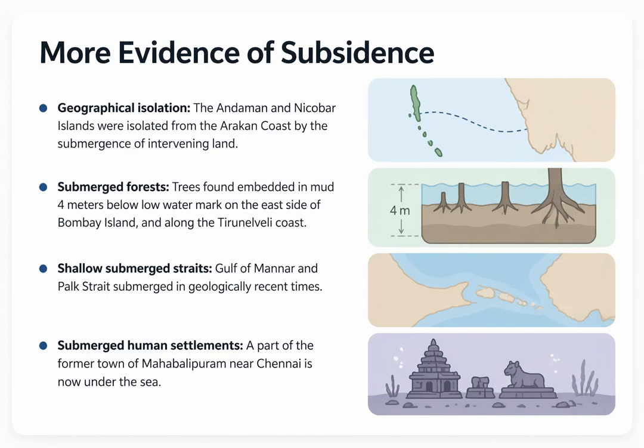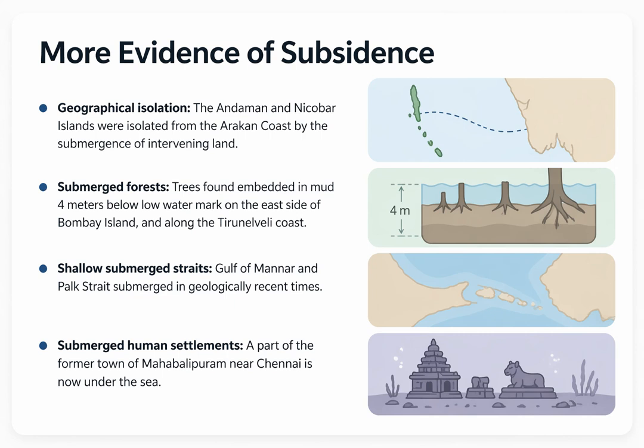The evidence for subsidence continues across the globe. Look at the Andaman and Nicobar Islands. They were once connected to the Arakan coast, but became isolated islands when the intervening land sank beneath the ocean. On the east side of Bombay Island, researchers have found actual trees embedded in the mud 4 meters below the low water mark, with similar submerged forests found on the Tirunelveli coast.